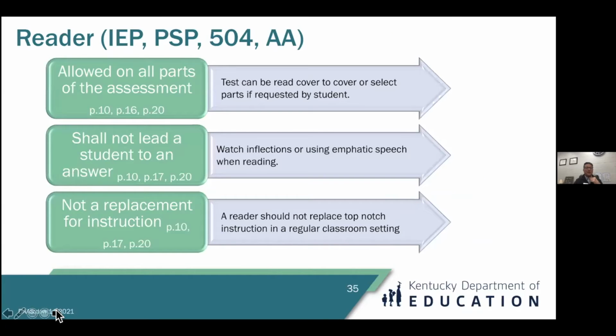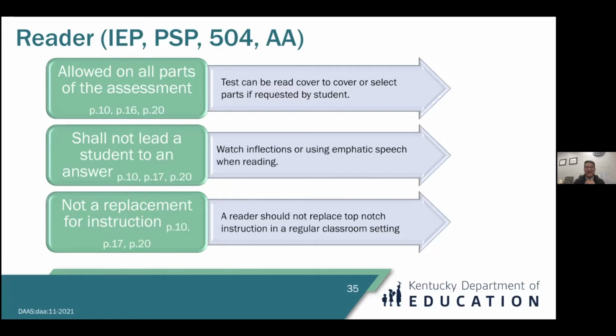And we're going to go on and talk about the next section of this, and we'll look at some information about the reader. So the reader is allowed on all parts of the assessment, according to your guidance on page 10 and page 16 and page 20. The test can be read cover to cover. Readers of multiple varieties are allowed on the state test. Each individual test will have literature that guides you on how each reader is to be provided within that testing environment. Text to speech is allowed for students with IEPs and 504s and alternate assessment. A reader can read everything from cover to cover in the assessment to the student. If the student requests to read parts independently, that is allowed, and the proctor must stop reading.